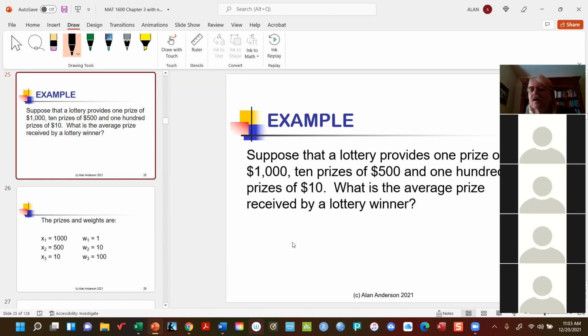Now, one thing I do not want to do is add up 1,000, 510, and then simply divide by 3. That's going to give me a very deceptive result because there's only one $1,000 prize and there's a lot of $10 prizes. So I need to try something different. I must take into account the fact that there's so few large prizes and so many small prizes. So the way to do that is to create a weighted average.